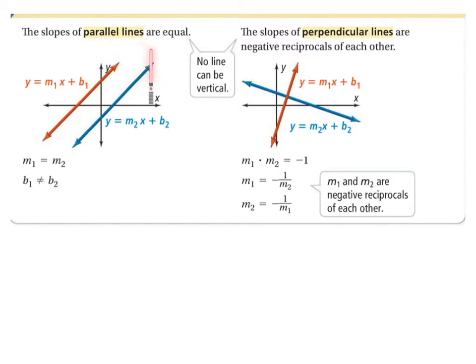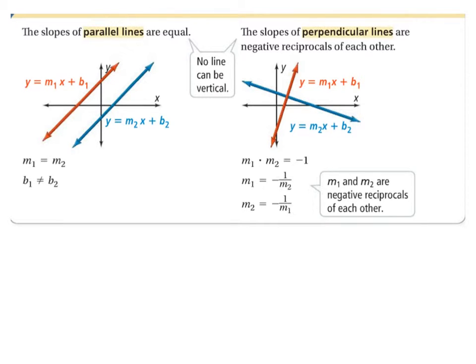hopefully we all remember the slopes for parallel lines are equal, and the slopes for perpendicular lines are negative or opposite reciprocals of each other. Now this excludes vertical lines, because of course the slope of a vertical line is undefined, and you can't have a reciprocal of undefined or be equal to undefined. So that's why they make that note that no one line can be vertical.